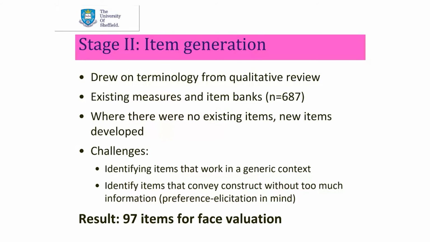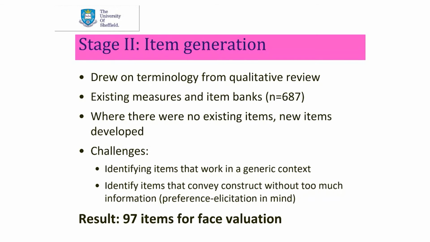So the next stage of the enterprise was to generate items to cover that space, to cover all those subdomains. And to do this, we drew on the terminology, the terms and so on that we used in the qualitative review. We also looked at existing measures and item banks and started off with a lot of items, as you can see, over 600 items. And indeed, where there were no existing items, we added even more items into the pool.